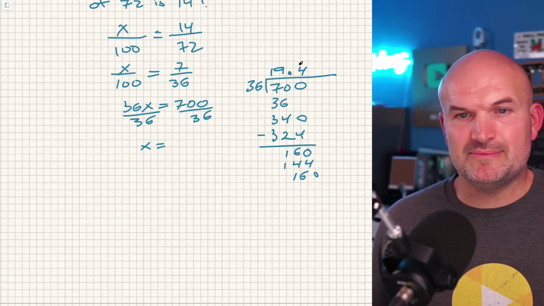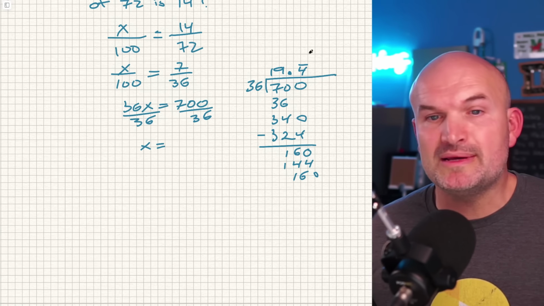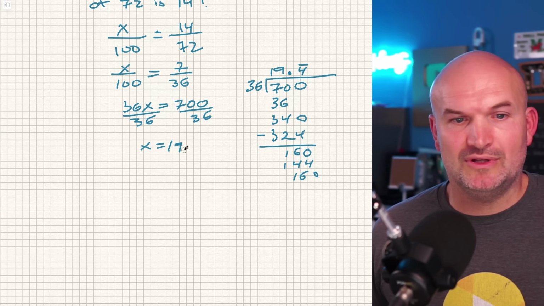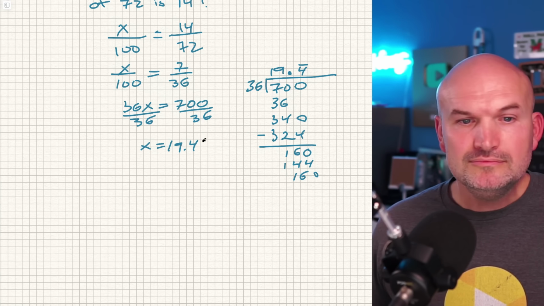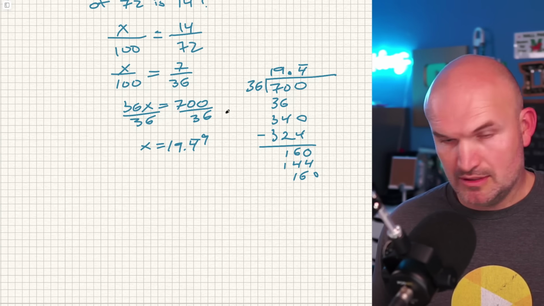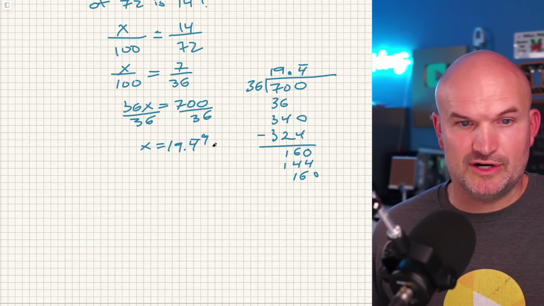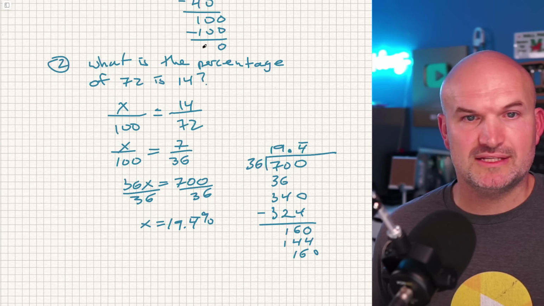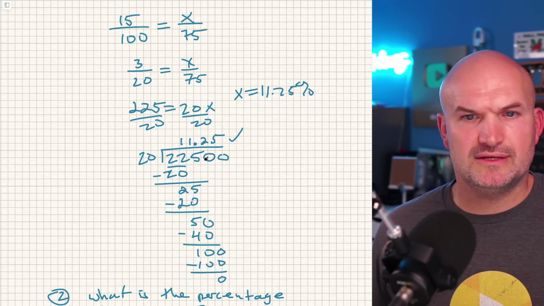So this is going to be a 0.4, and it's going to be repeating. So x is going to equal 19.4, and we'll just say that's going to be a repeating value. And that's 19.4 out of 100, so that'd be your 19.4%. And that's what I had over here, right?